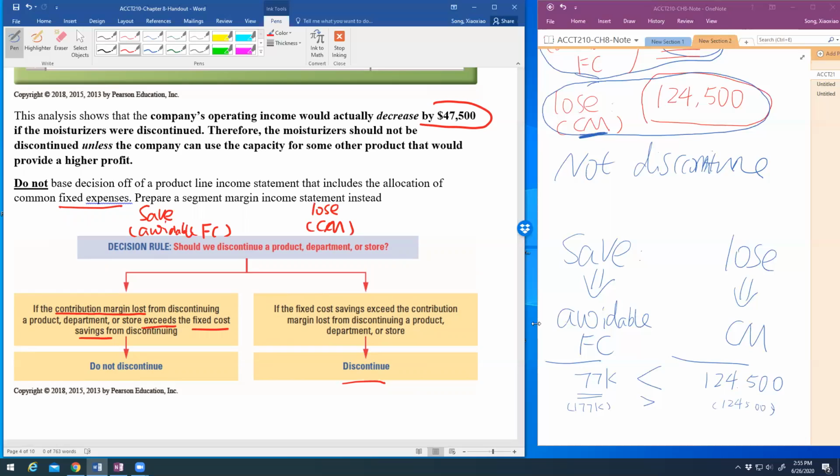After we talked about this, we will do an example together in the next video, and then we will practice more in the MyAccountingLab assignment.